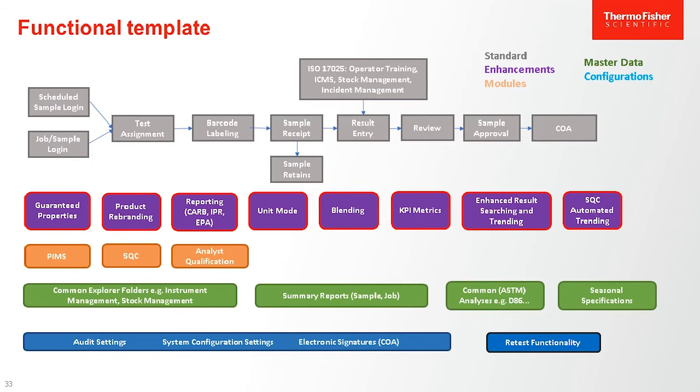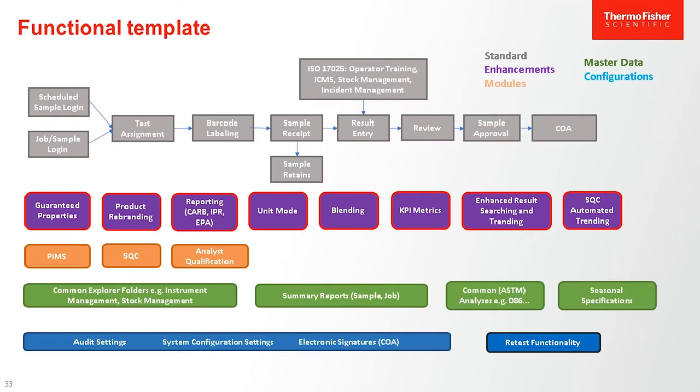Now in purple, you can see some, not all, of the functionalities that are very specific to refinery. I'm just going to mention a few of them. Guaranteed properties: as most of you know, some of the tests do not have to be done on a daily or even weekly basis. Product rebranding. This is where you can compare your analysis to the specification of different grades, and if possible, assign the product maybe to a higher grade. And so there's an automatic way to do rebranding.